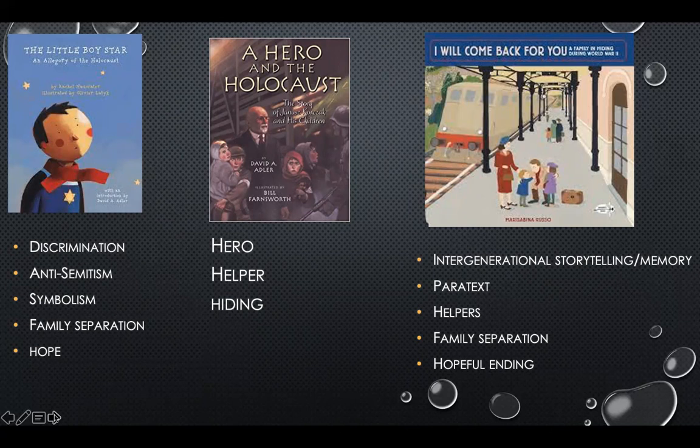A Hero in the Holocaust is the story of Janusz Korczak, and he was a dentist who hid a bunch of children in the ghettos, and when the Nazis came to take the children, he refused to not go with them.